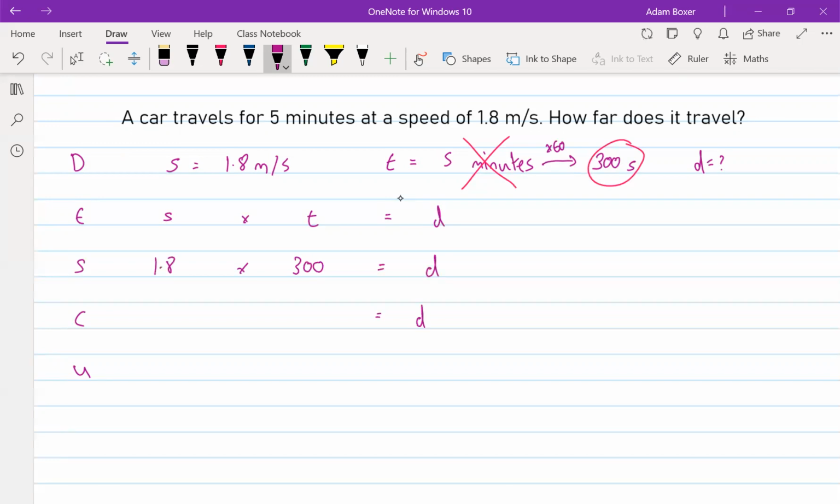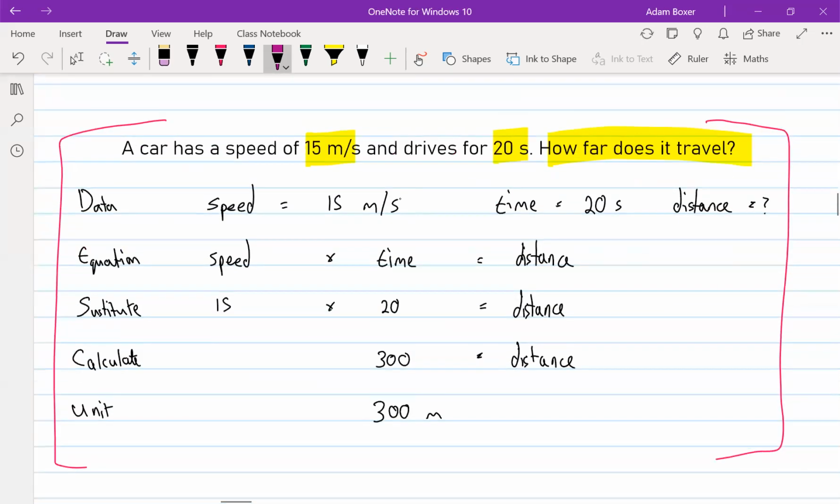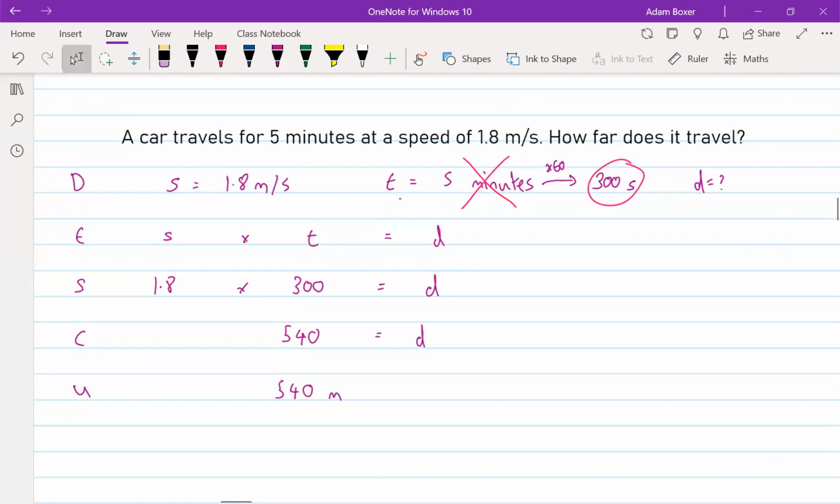So I do 1.8 multiplied by 300, and that gives me 540. What is the unit? 540 meters. Again, the only thing that's different between this one and this one is this conversion here. But like I said, we've done that so many times, we don't really even need to think about it anymore. It comes so naturally to us.